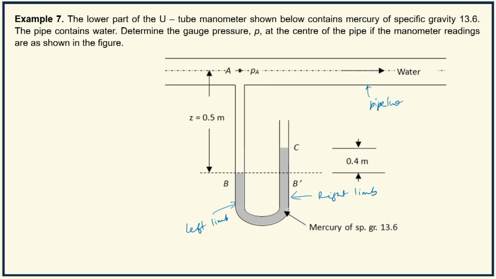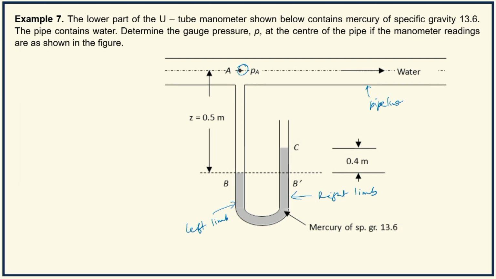Determine the gauge pressure P at the center of the pipe if the manometer readings are as shown in the figure. So I want the pressure at point A. This is a gauge point. Say the pressure at the gauge point is PA. So these are the levels.